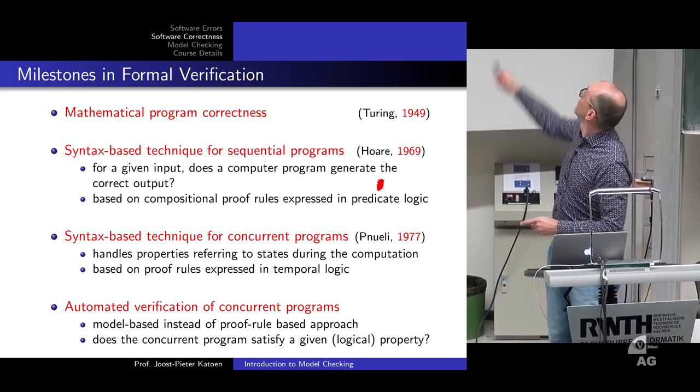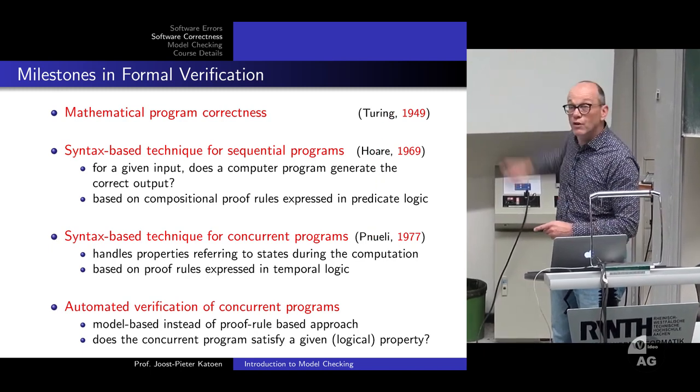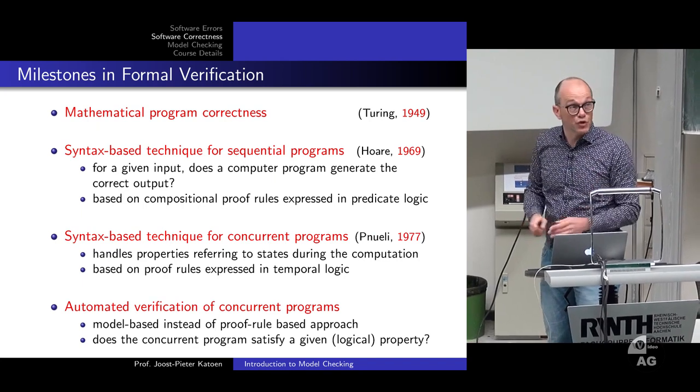By the way, all these people, apart from Turing himself, Hoare, Pnueli, the people that developed model checking, they all received the Turing Award.